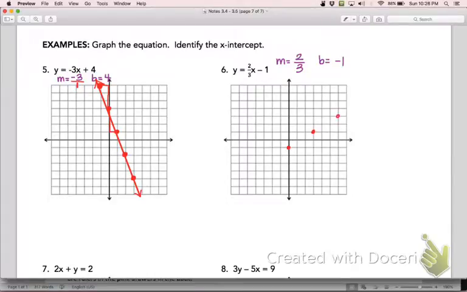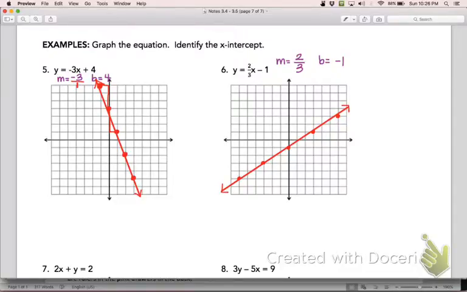Up 2, right 3. And again, I can go the opposite direction. Down 2 and backwards 3. Down 2 and backwards 3. And now I grab my ruler and we connect these dots just like that. And so here is my line.